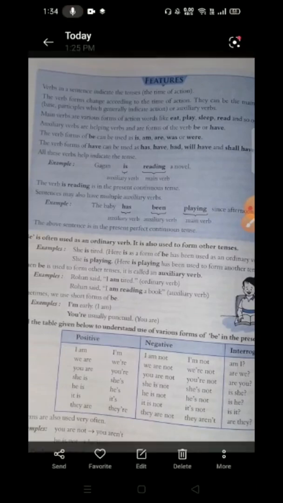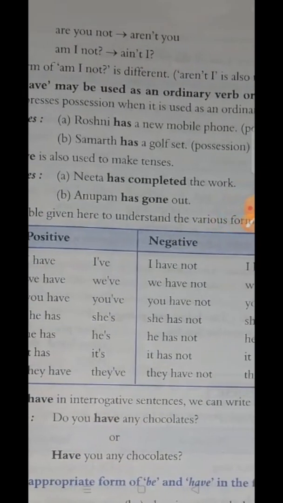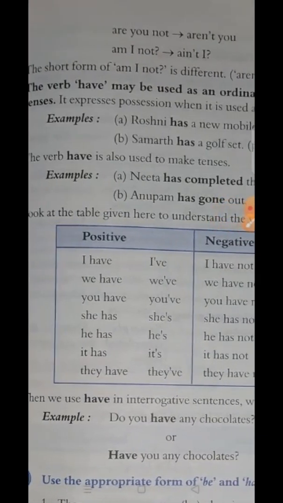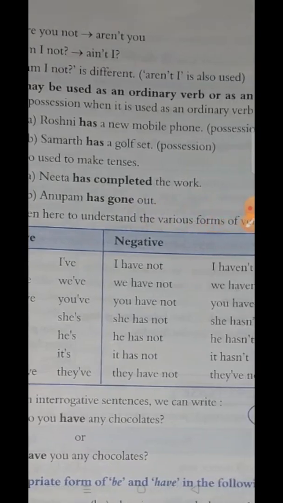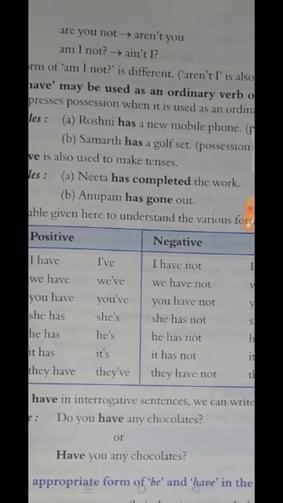So this table gives you a clear explanation about the main verbs and auxiliary verbs. It means how we use main verbs like the verb form of be and how we are using the verb form of have. This table is giving you a clear explanation about how we are using tenses in ordinary verb and auxiliary verb. Now let's come to page number 93. Are you not? Aren't you? Am I not? The short form of am I not is different. Aren't I is also used.